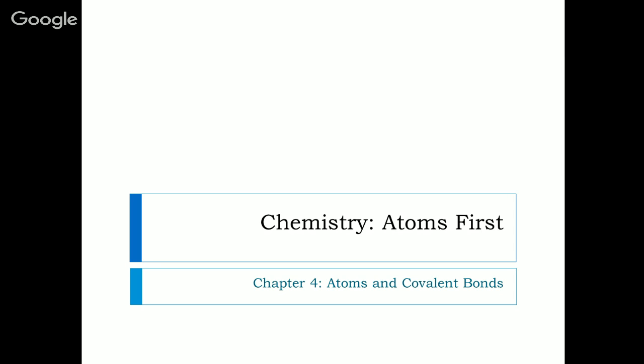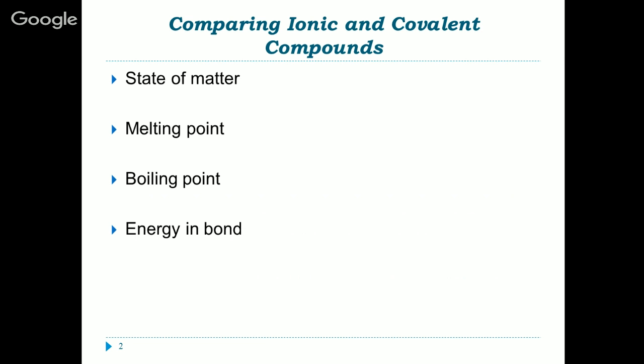Chapter 4, Atoms and Covalent Bonds. In the last chapter, we looked at ionic compounds. So let's compare ionic and covalent.